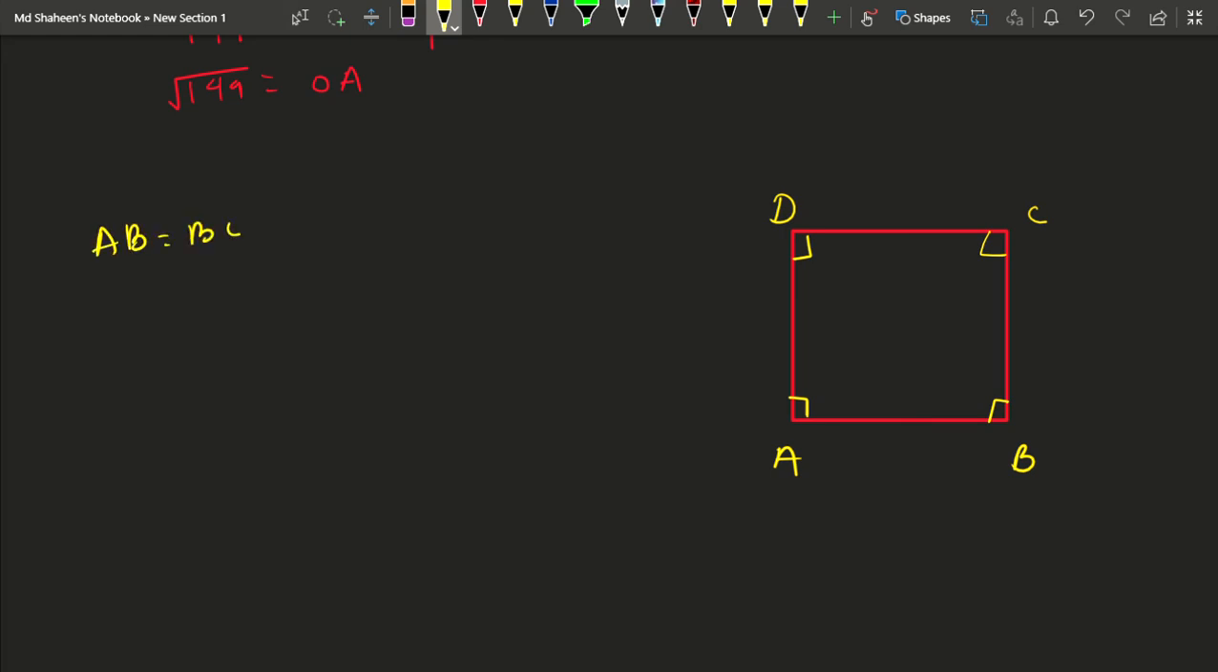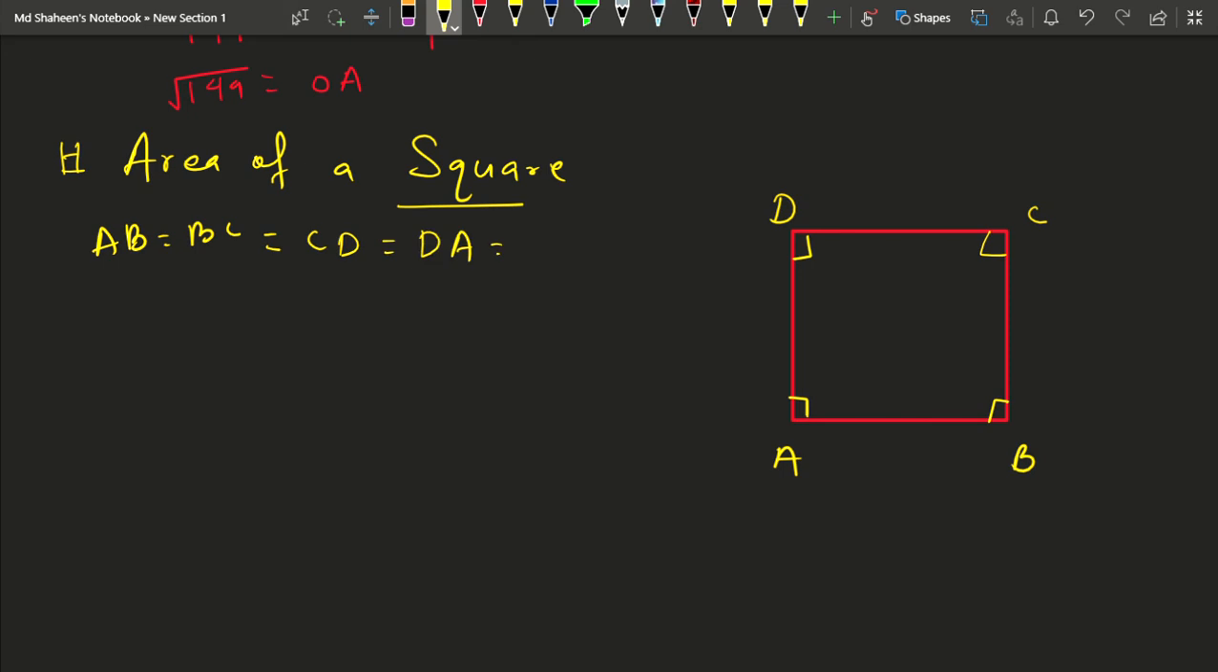Let me write it here: area of a square. So AB equals BC equals CD equals DA. Let's assume it is some number a. So how will you find its area? Simple. Its area will be equal to length times width, but in this case length and width are the same, so we write a multiplied by a, which will be equal to a square.